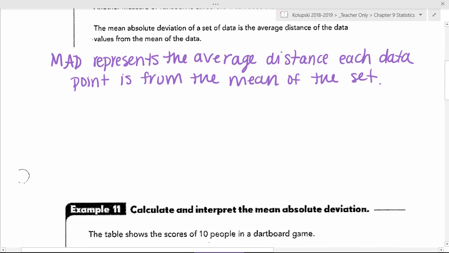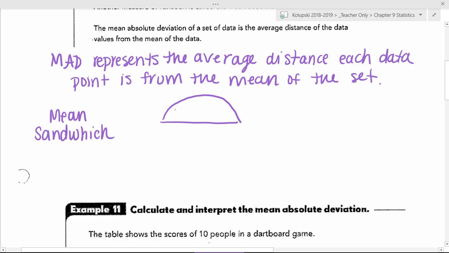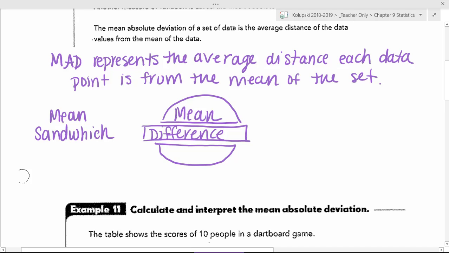So we're going to figure this out, and we're going to remember this by creating the mean sandwich. Now, unfortunately, our sandwich is pretty boring. It's going to consist of a piece of bread at the top, which we're going to call the mean. We have our meat, which is going to be our difference. And then we're going to have our bread, which is the mean again. So again, pretty boring, no condiments, no nothing.